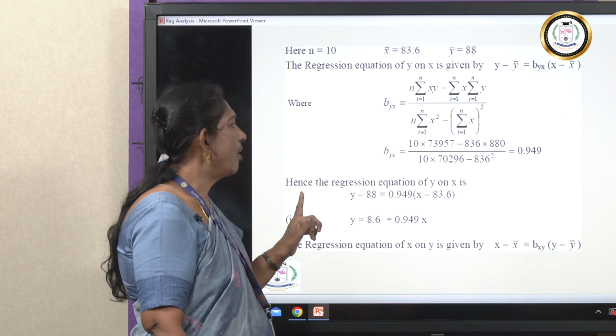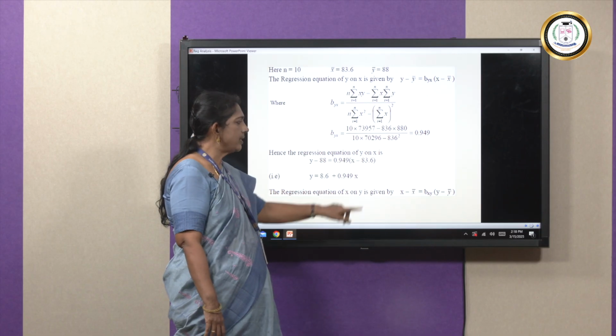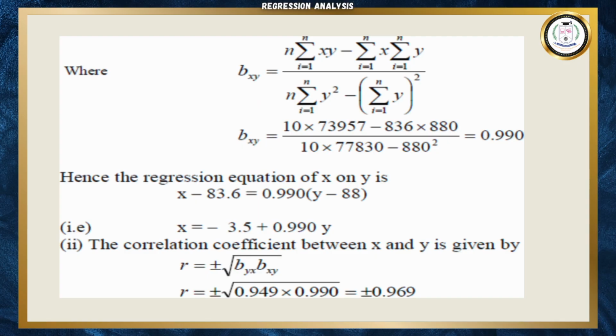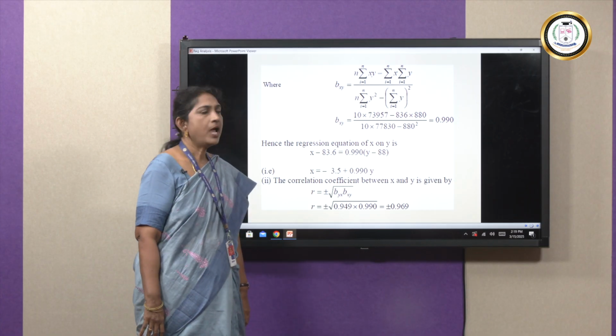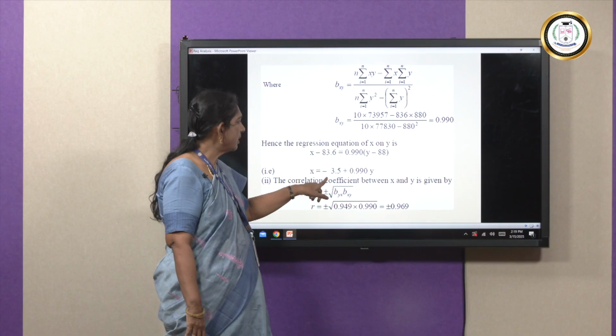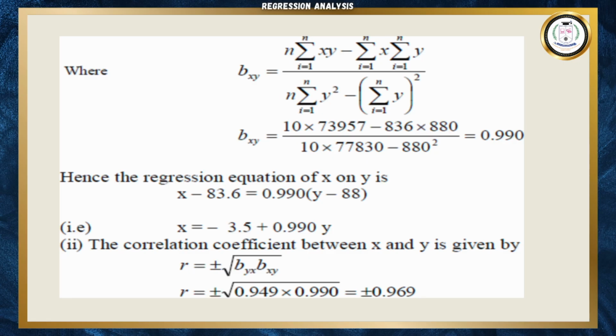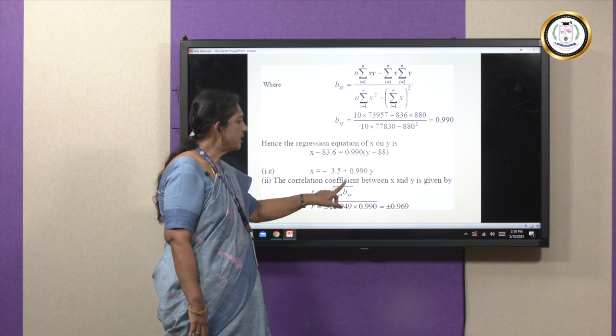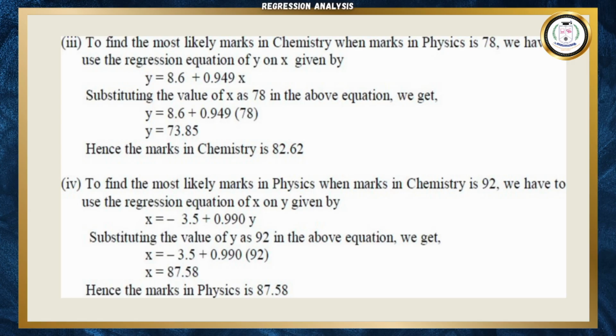The regression equation of x on y is given by x minus x bar equal to bxy into y minus y bar, and this is also calculated using the formula, and we get the value for bxy to be 0.990. Substituting it in the regression equation of x on y, we calculate and find our x to be equal to minus 3.5 plus 0.99y. Now the correlation coefficient between x and y is the square root of bxy into byx, which is equal to 0.969. So the correlation coefficient for this particular problem is 0.969.